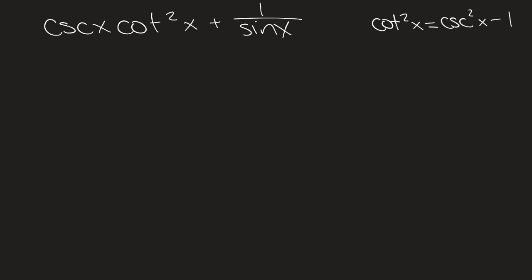So I'm going to go ahead and substitute that in. So I already have a cosecant x. Then I'm going to substitute in my cosecant squared x minus 1 for my cotangent squared x based off of that identity. And then it says plus 1 over sine x. 1 over sine x is equivalent to cosecant x. So that's where I'm at just in that first step. Then I want to distribute.